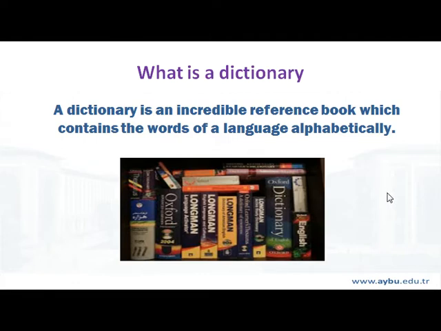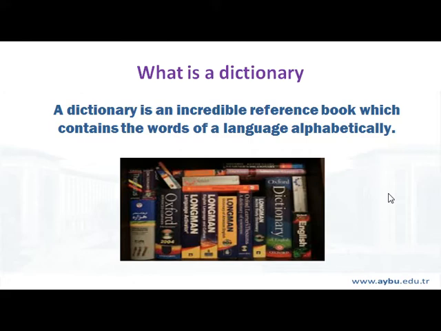What is a dictionary? A dictionary is an incredible reference book which contains the words of a language alphabetically. A good and comprehensive dictionary may have different useful information such as spelling, pronunciation, etymology, idiomatic expressions, collocations, and many other useful aspects of a language, which I will explain in the last parts.